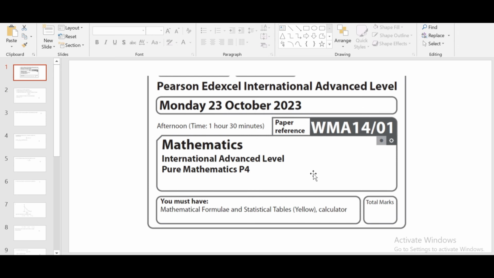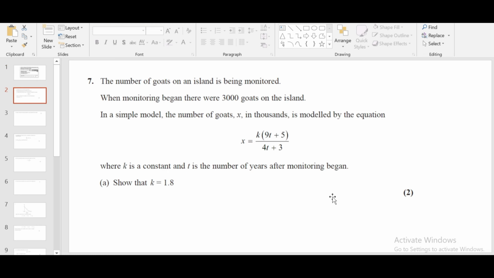Here we are solving the October 2023 Pure Math 4 paper. In the previous two videos we covered questions 1 to 6. Let's look at question number 7.